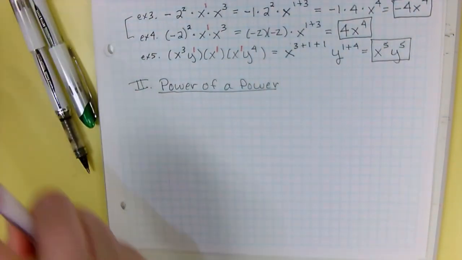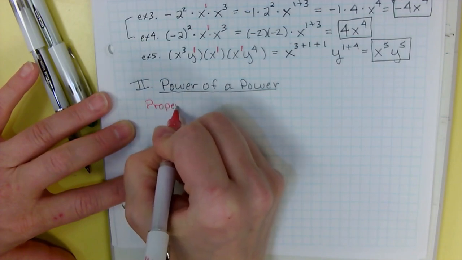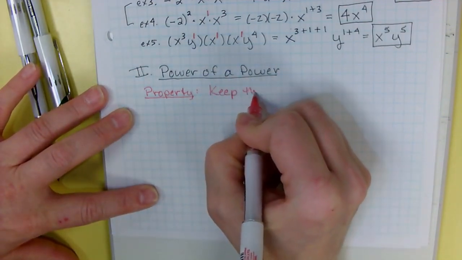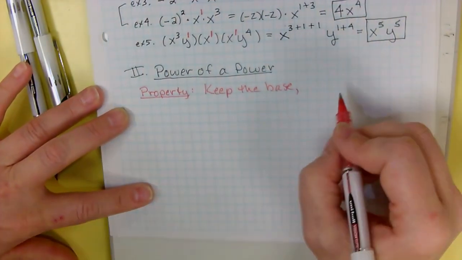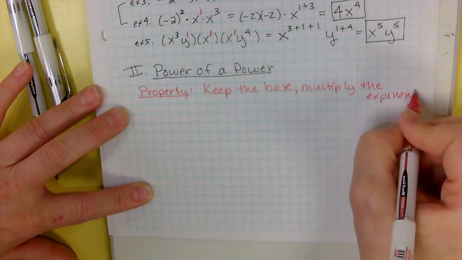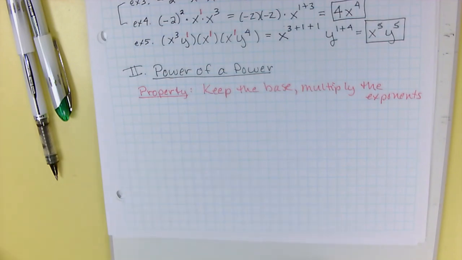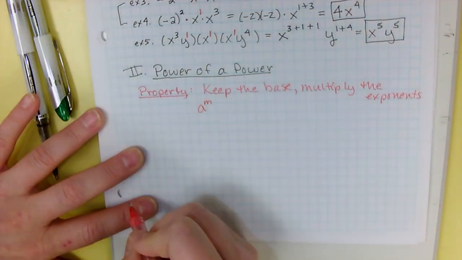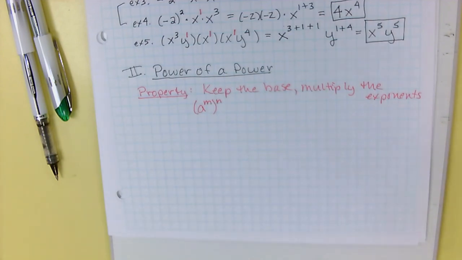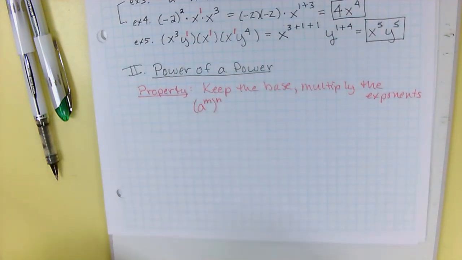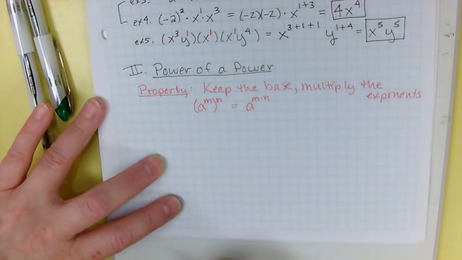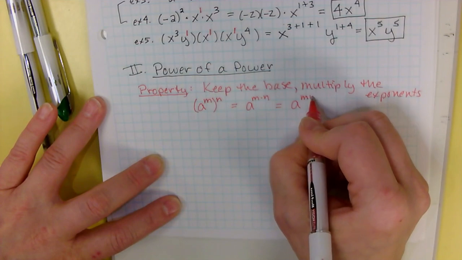Power of a power. All right, so this property says keep the base, multiply the exponents. Keep the base, multiply the exponents. So this one is if you have something like a to the power of m, the whole thing is in parentheses and it's raised to the power of n. That's why it's called power of a power, because you have a power on the inside raised to a power on the outside. So using the property, you keep the base a and you multiply m times n. And that is a to the mn.